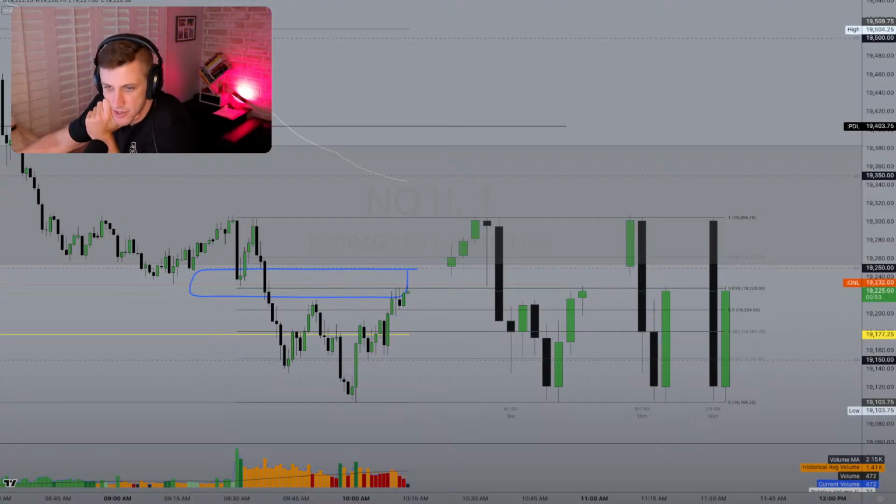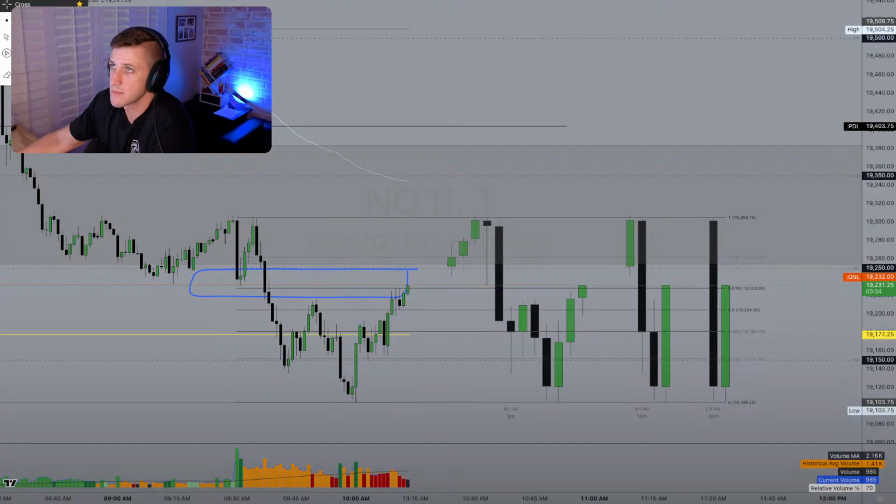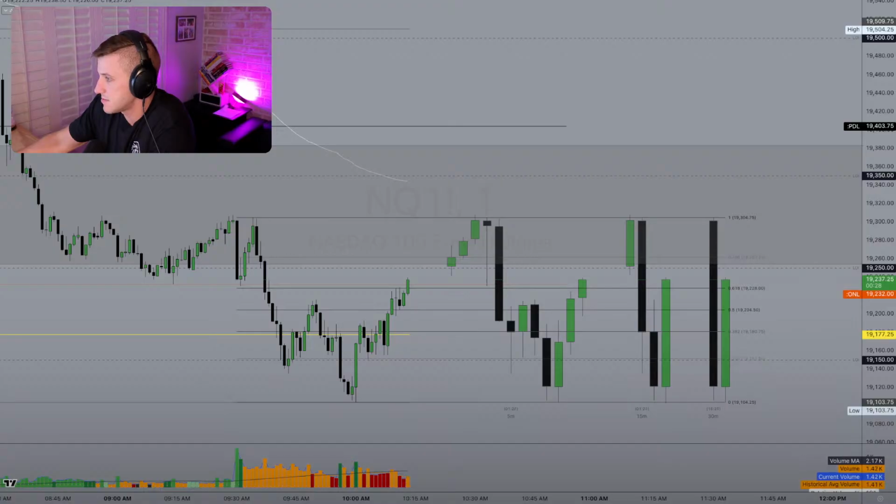It's your true test of the overnight low. Trail's still in that 195 area. All right, that's better. We're going to lift the trail up to about 203.